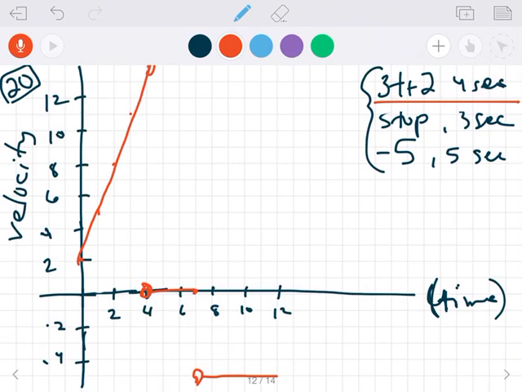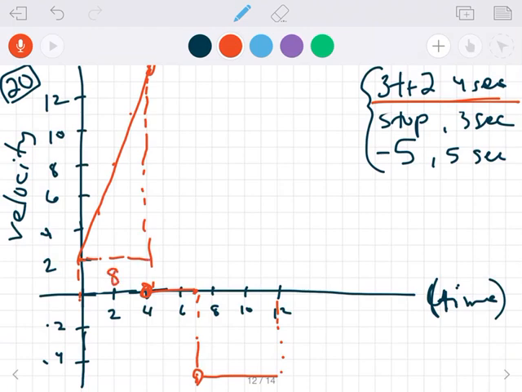But what we learned in this last section, and we learned this in the very first unit of pre-calc, is that the distance can be found by calculating the area under the curve of these graphs. The interesting thing in this one is that we have both positive area and negative area. So if we want to calculate the area under the curve, let's start with this top function here, 3t plus 2. We basically have a rectangle and a triangle.